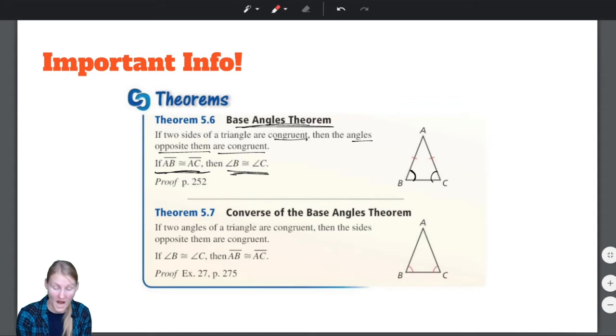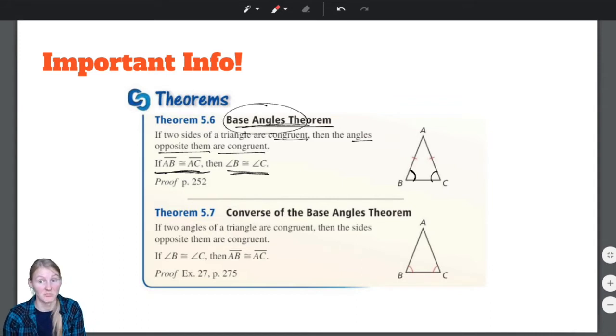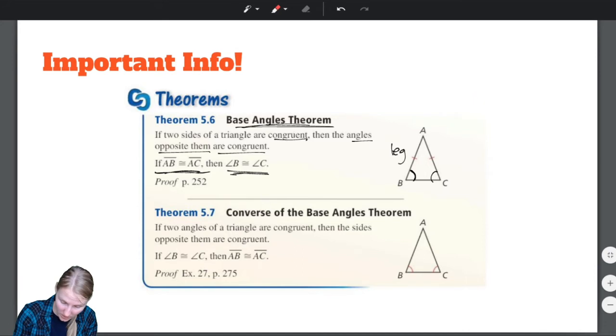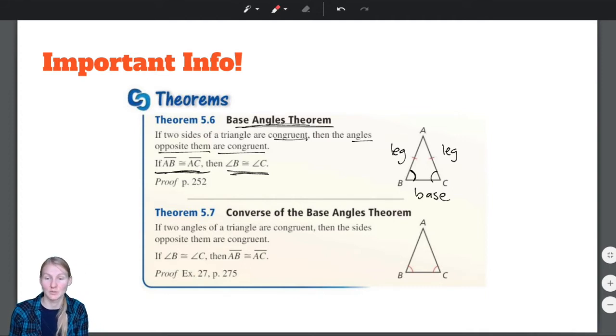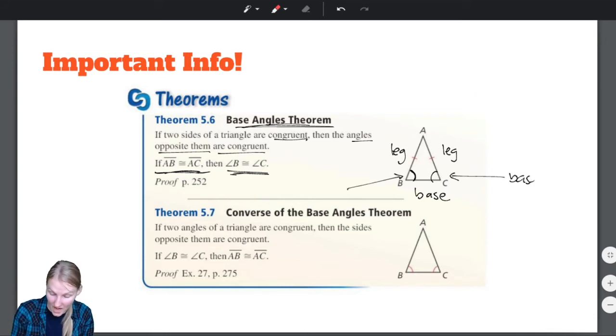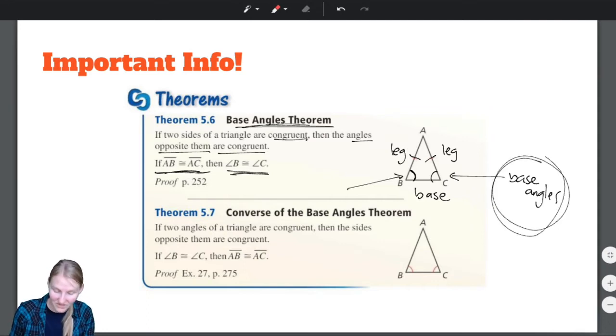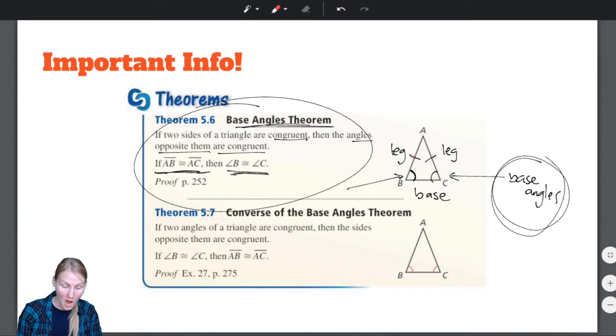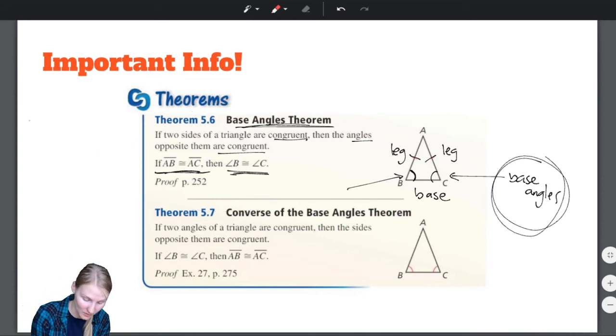So, why is this called the Base Angles Theorem? Well, look. Here are my legs. My legs are the two sides that are congruent, which makes side BC my base, which makes these angles base angles. So if I have an isosceles triangle, the base angles are congruent. And I know that's not exactly what the theorem says word for word right here, but it is what the theorem means. So let's write that over here.